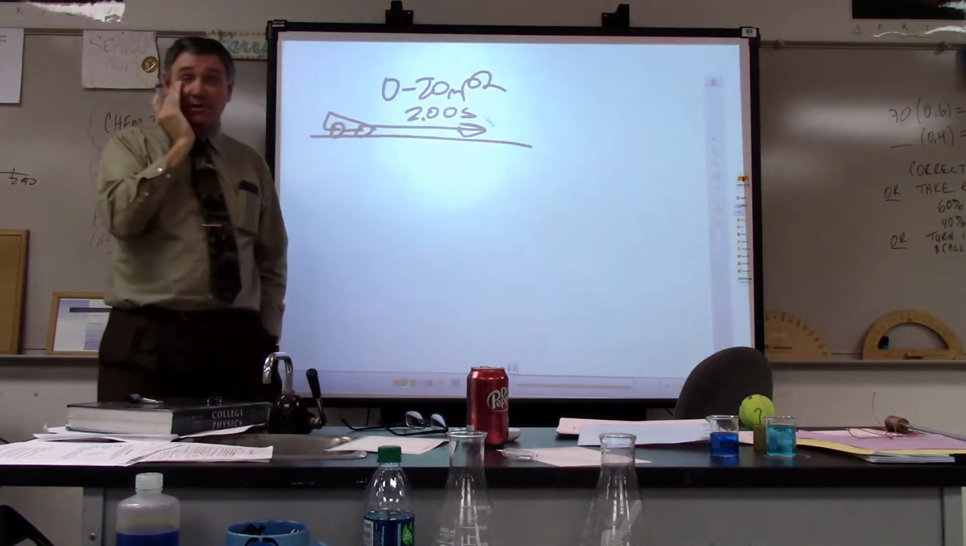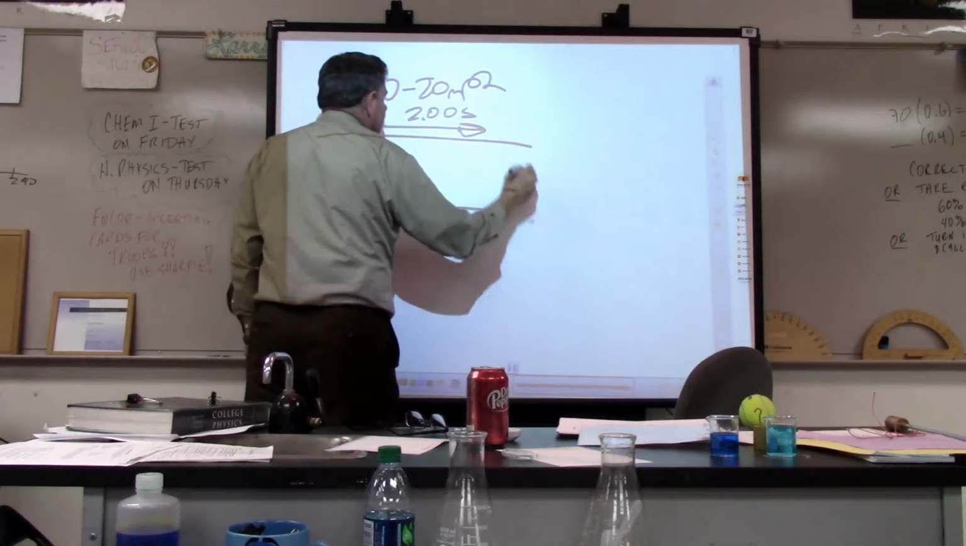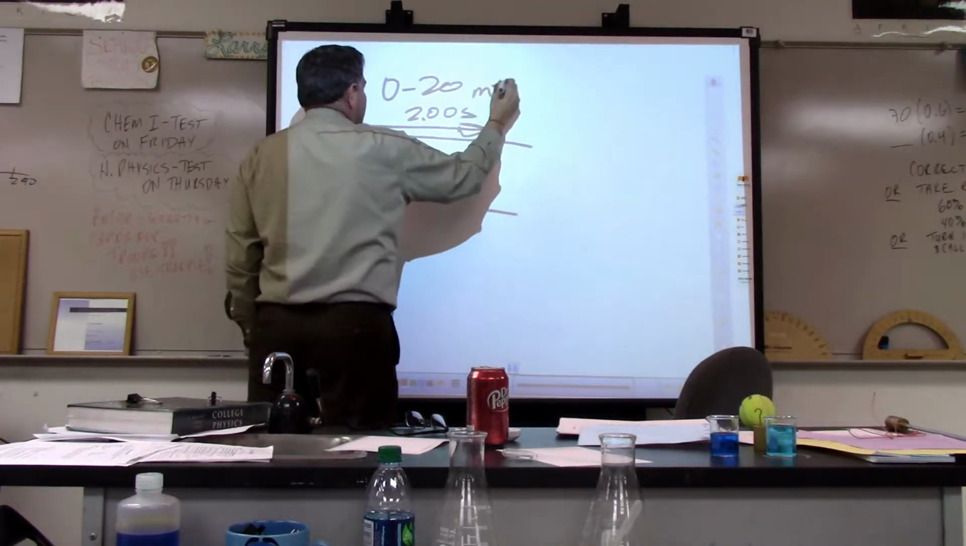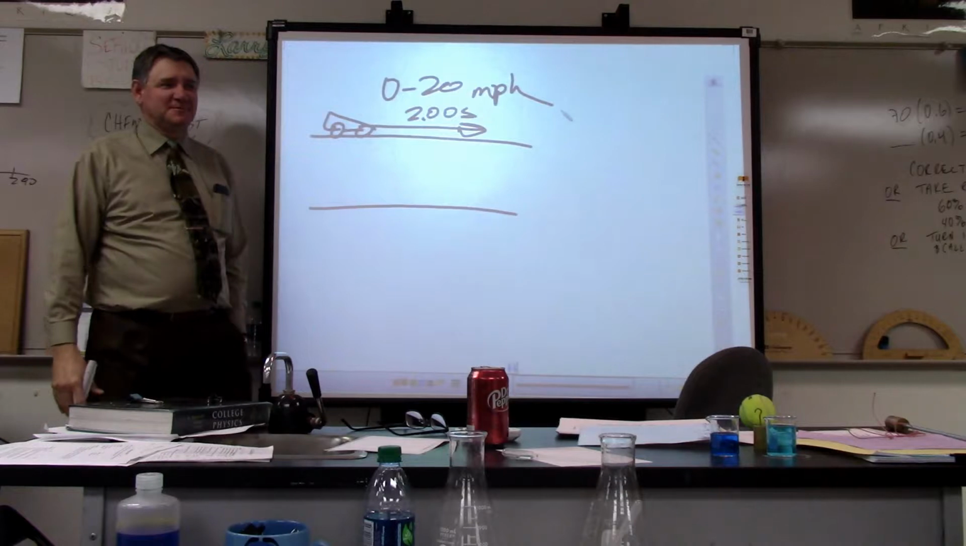Okay, you've got a really hopped up car. What does that say? 0 to 20 meters or something. What was that? 20 miles per hour. Better?